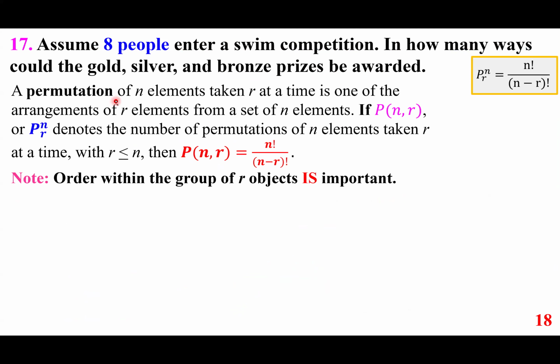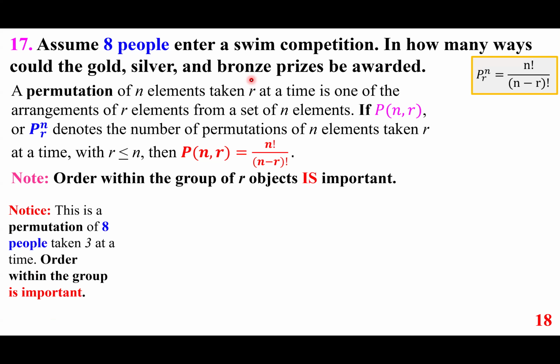A permutation of n elements taken R at a time is one of the arrangements of R elements from the set of n elements. If P(n,R) in this format denotes the number of permutations of n elements taken R at a time, with R less than or equal to n, then P(n,R) is n factorial over (n minus R) factorial. Note, order within the group of R objects is important. So it makes a difference whether you're the first or the second or the third one. That's why order is important.